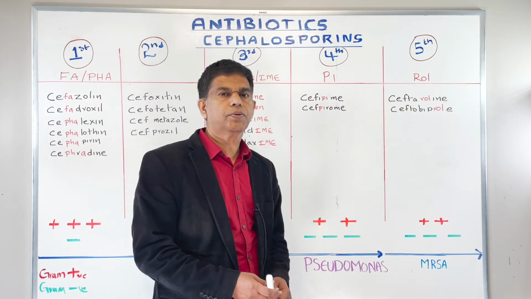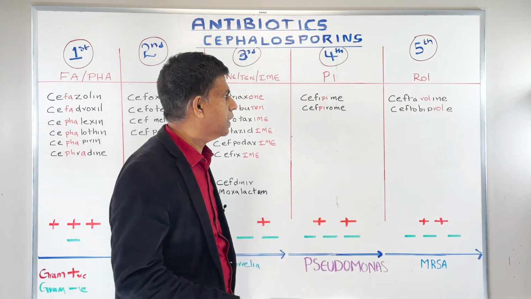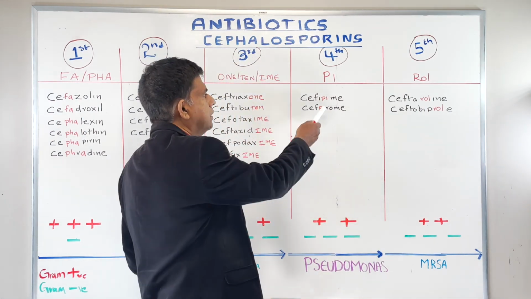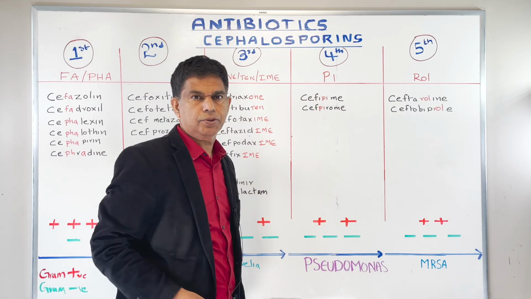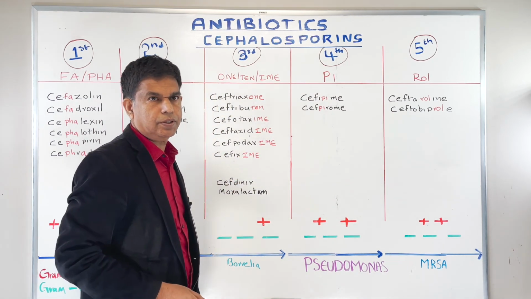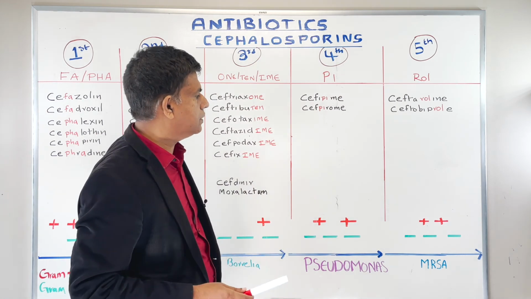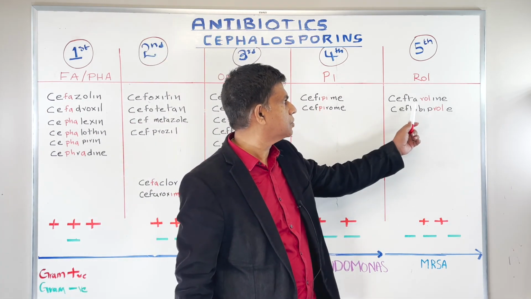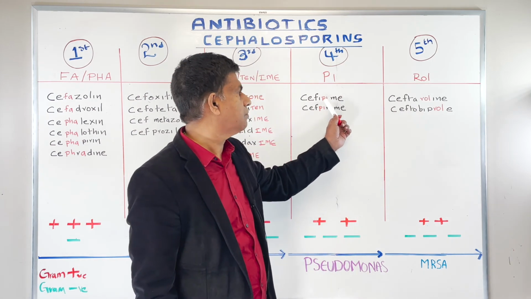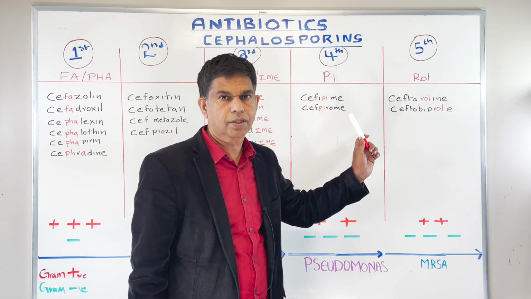Let's look at which ones have Pseudomonas coverage. Ceftobiprole has Pseudomonas coverage. The fourth generation has Pseudomonas coverage. Ceftazidime also has Pseudomonas coverage. For MRSA coverage, mainly we focus on ceftaroline. That's what we use in the United States. But cefepime also has good MRSA coverage.